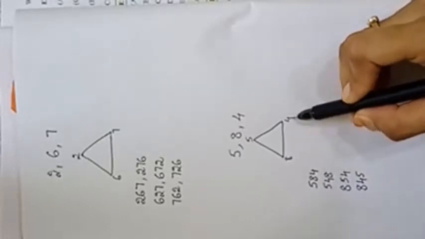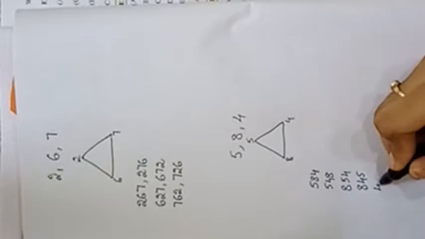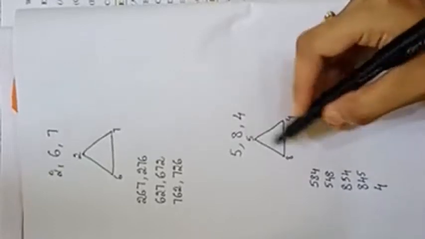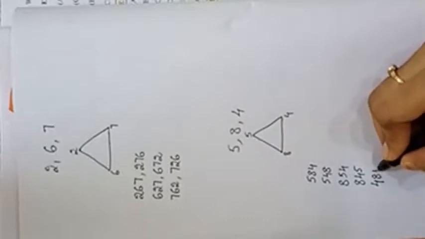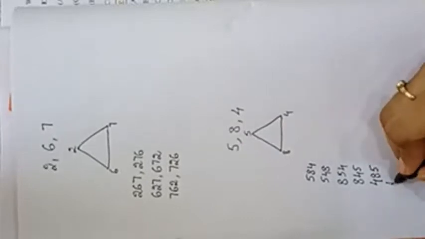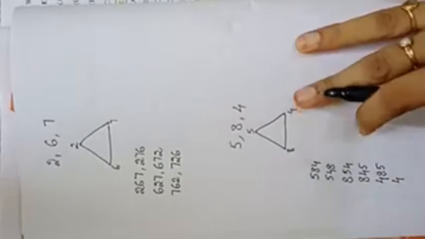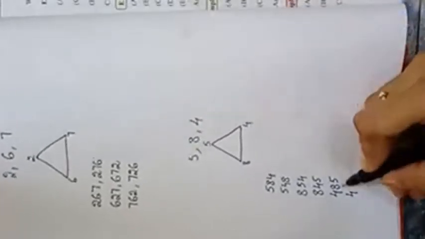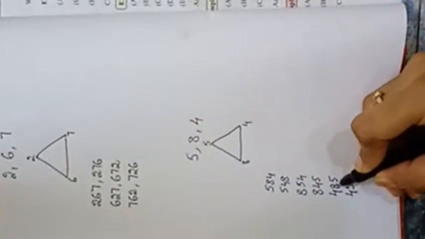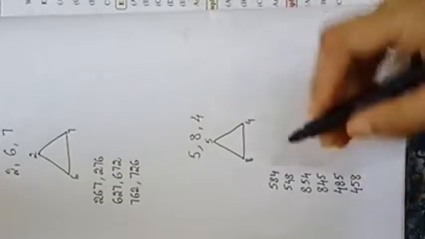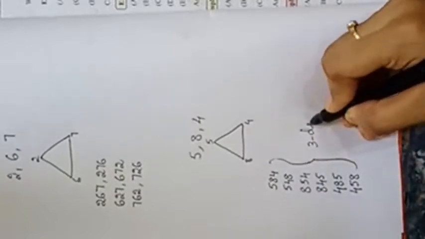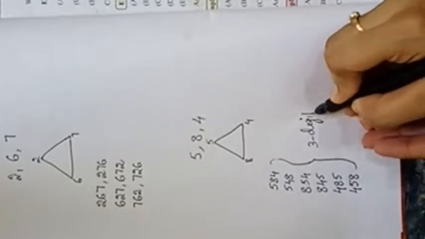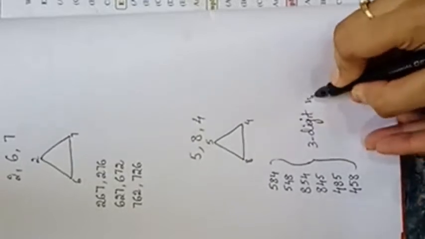Next, which number is left now? 4. 4 you write in hundreds place. Now remaining two numbers are what? 8 and 5. You write 8 in tens place, then 5 will come in ones place. Again you write in hundreds place 4. This 5 will come in tens place, 8 will come in ones place. These are the possible 3-digit numbers.